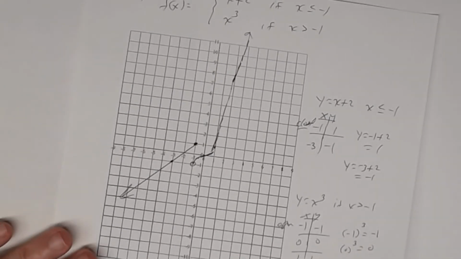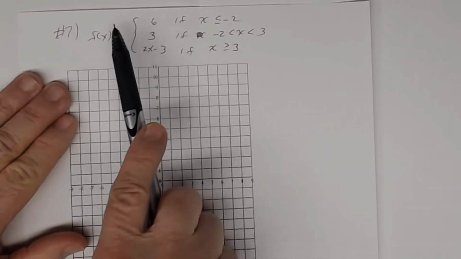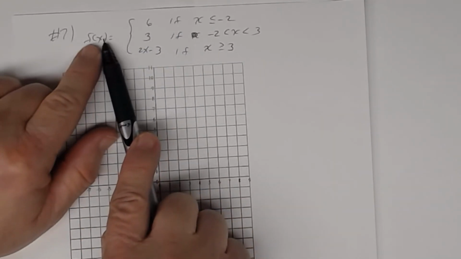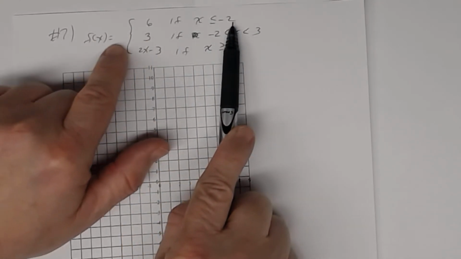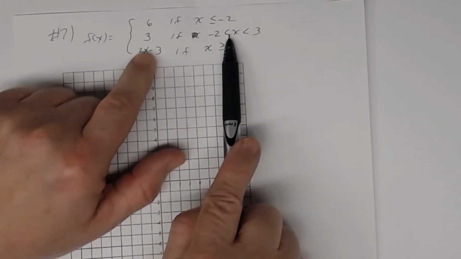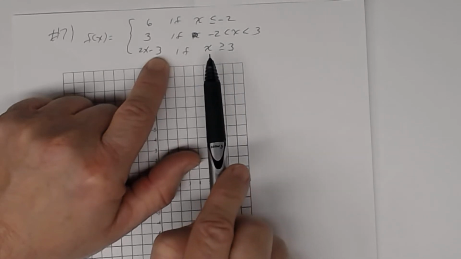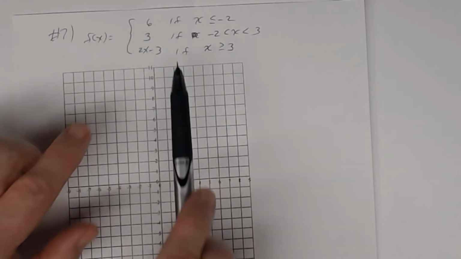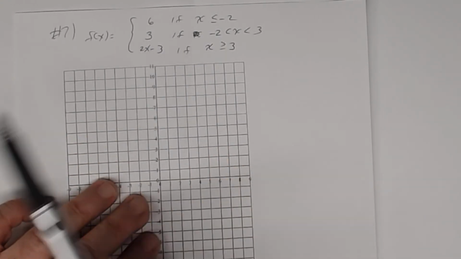So one more, and let's look at number 7. All right, so number 7, I have this piecewise function. So this function is going to equal 6 if x is less than or equal to negative 2. This function will equal 3 if x is between negative 2 and 3. And this function is going to equal 2x minus 3 if x is greater than or equal to 3. So when I graph this function, I'm going to have 3 pieces. First piece, second piece, third piece.